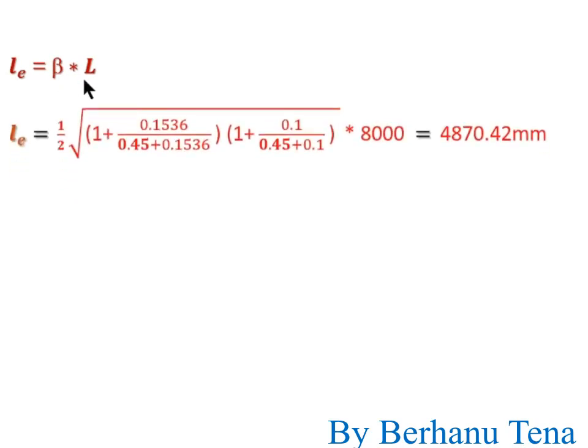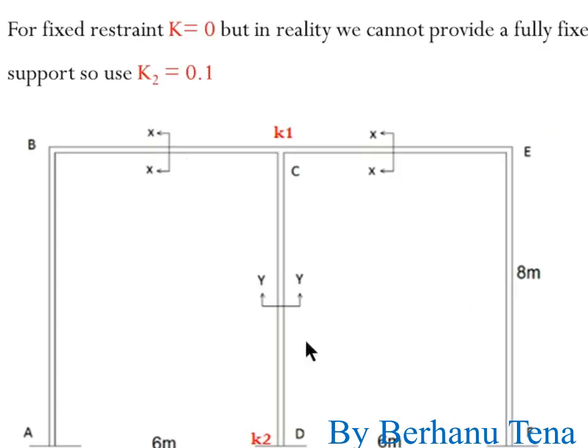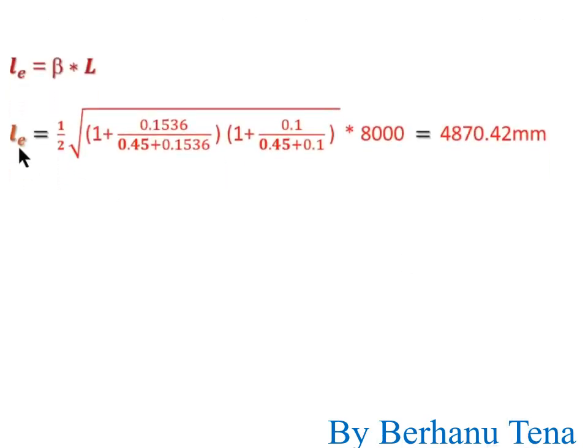So let's proceed with our steps. The effective length l0 is beta times the height. Substitute the values of beta and the length given on the diagram. The length of our column is 8 meters. Substituting the values, the effective length is equal to beta times the height of our column, which results in 4,870.42 millimeters.